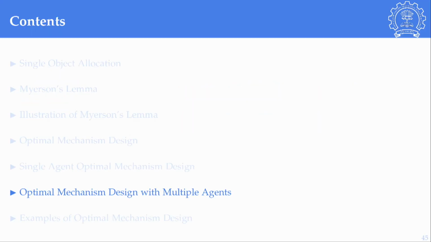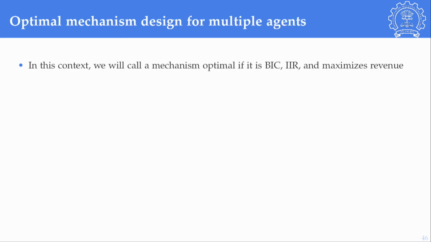Now, let us try to generalize the same idea for more than one agent, n agents in general. Now BIC and DSIC are no longer equivalent, and IIR and all those things, we will have to look at each of them separately. So, the mechanism is revenue optimal if it maximizes the revenue subject to the BIC and IIR condition. That is our objective.